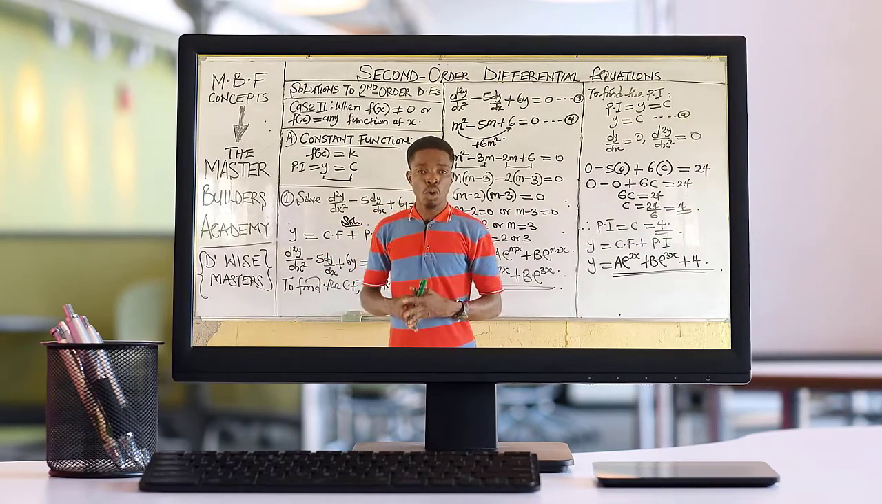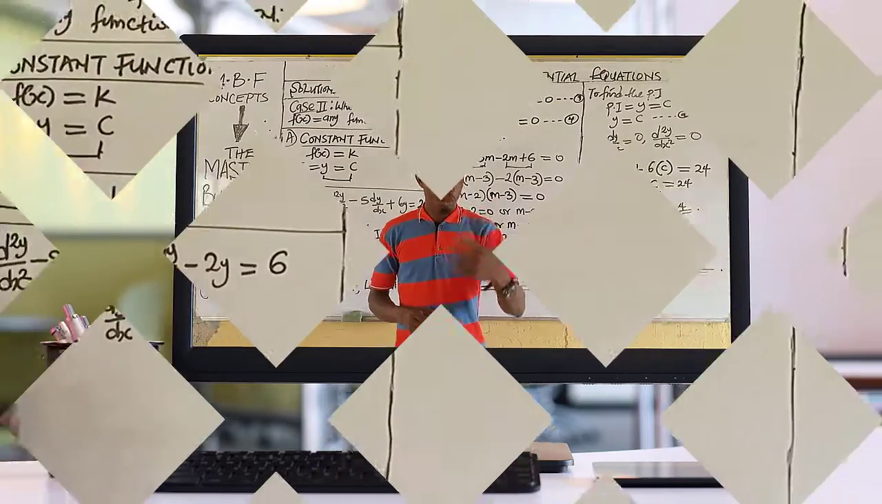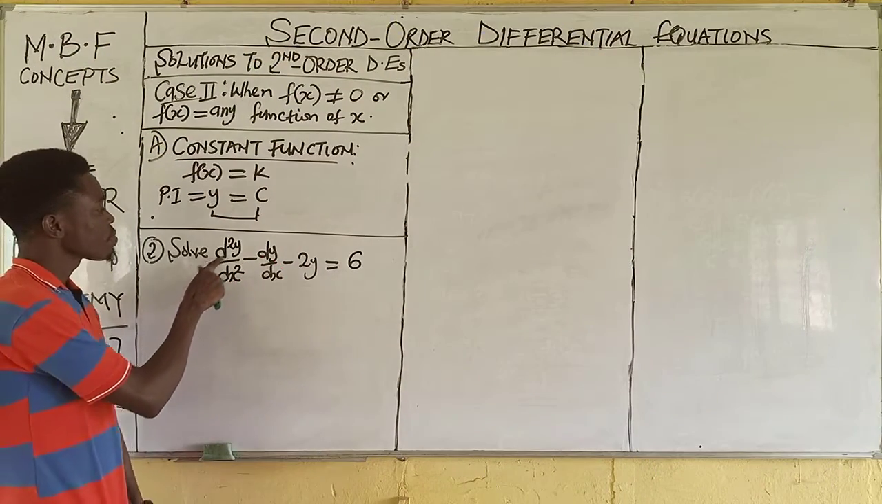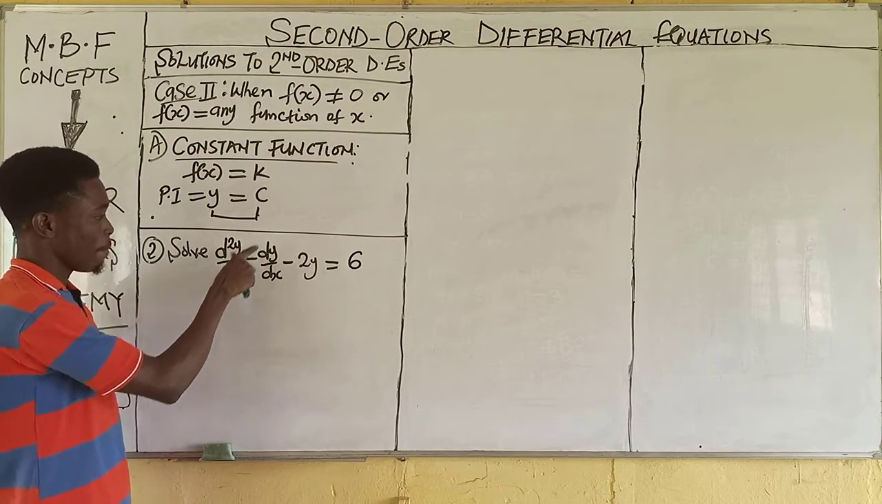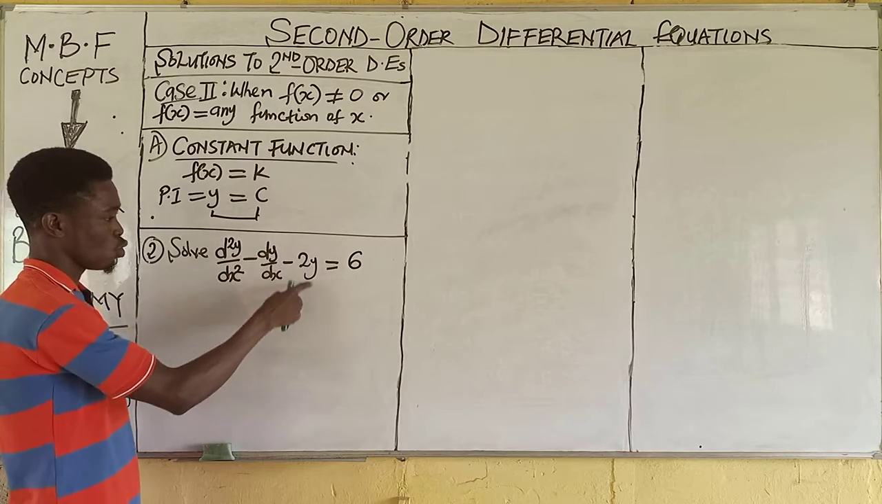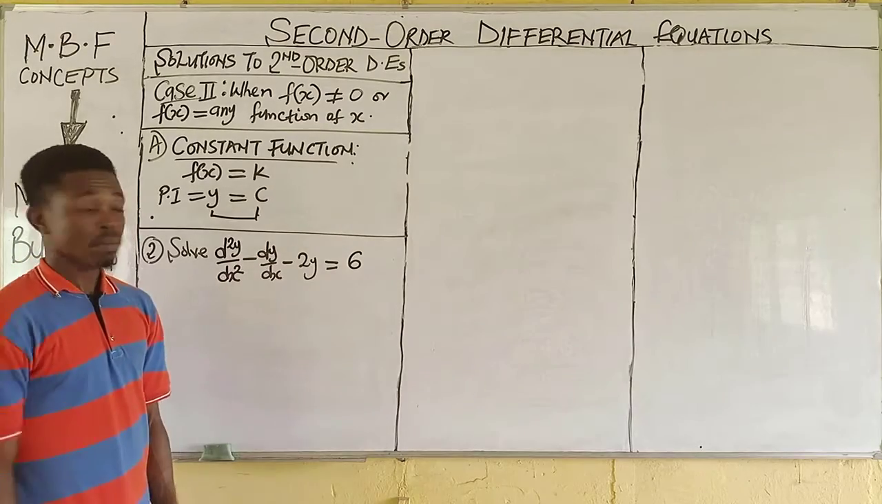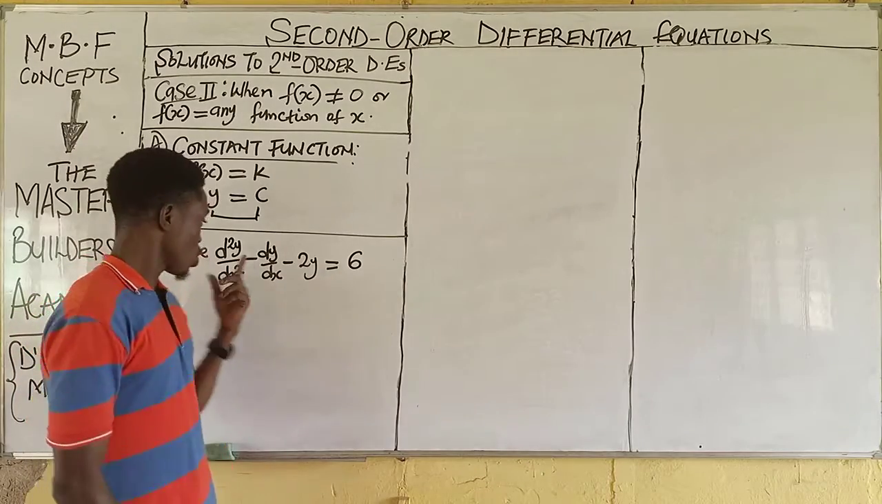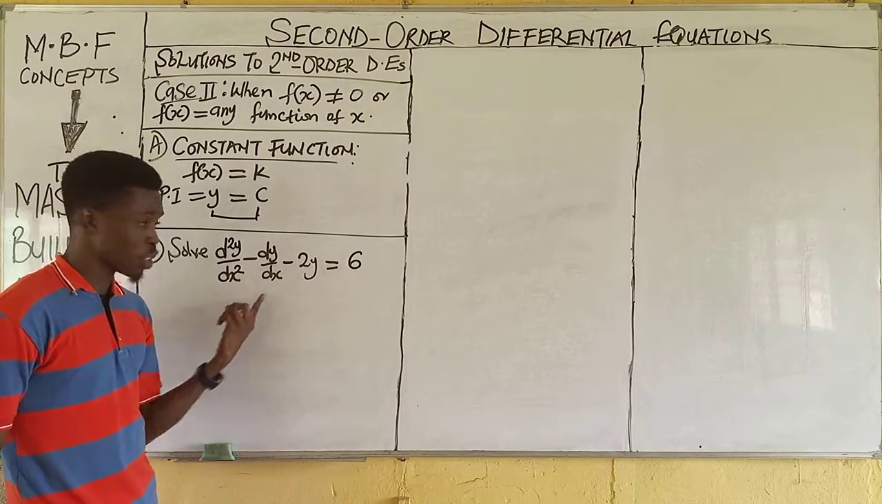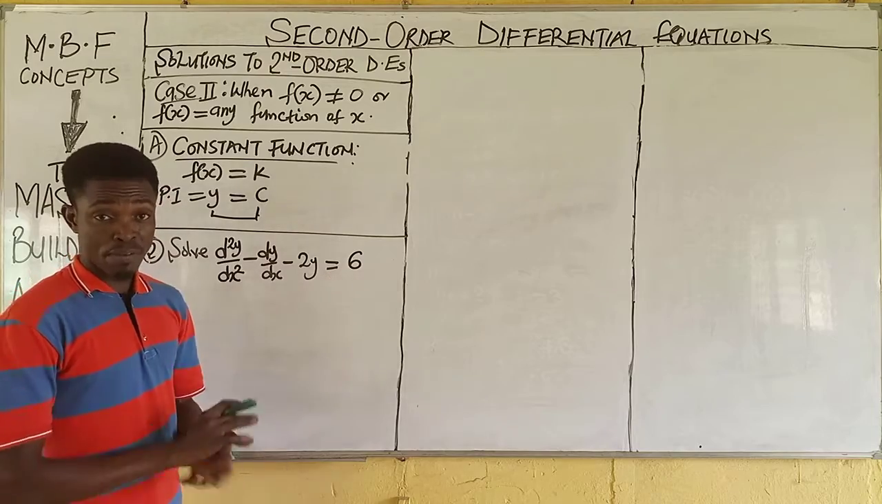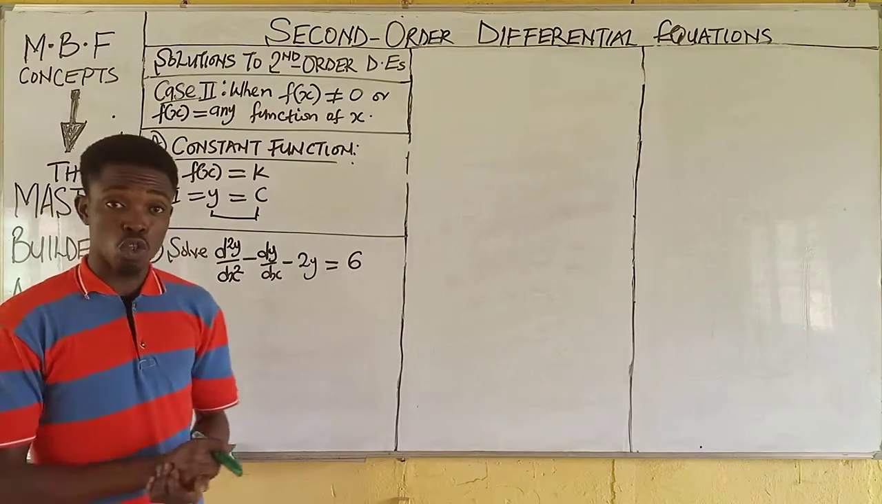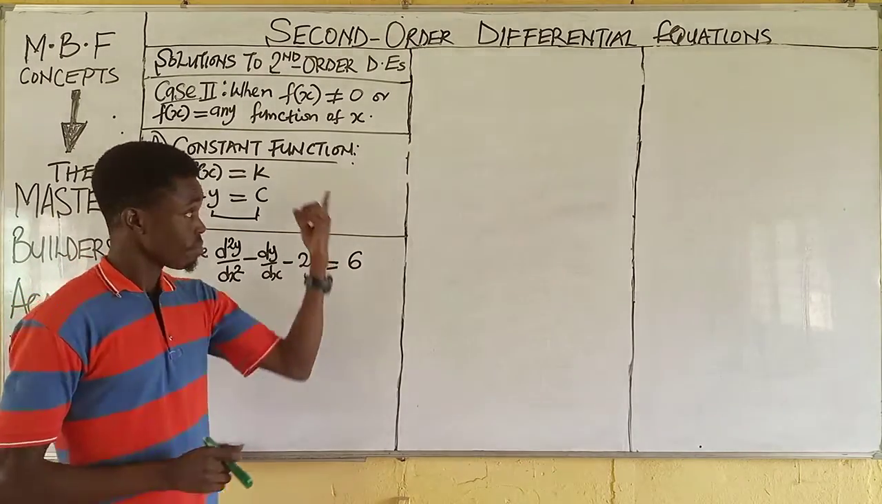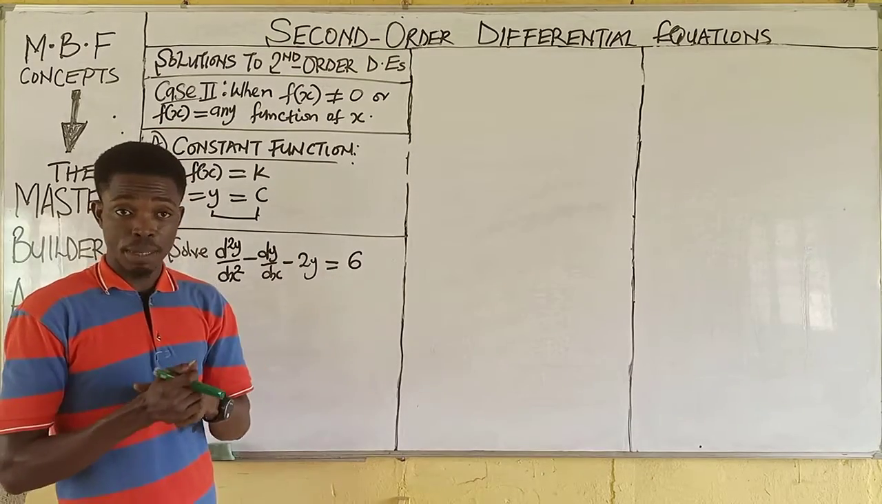Now let's get to work as we solve the question. We are asked to solve d squared y over dx squared minus dy over dx minus 2y is equal to 6. First is to look at the right hand side of the equation. Of course, we have seen that this is a second order differential equation. Then look at the right hand side, and we find out that the right hand side is not equal to 0, but a constant. I mean, you are still following this same method.